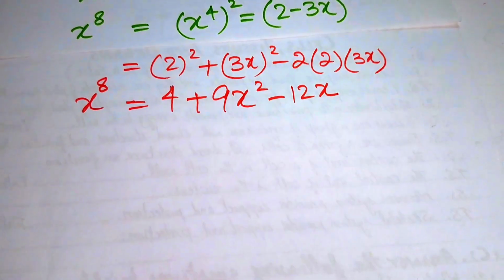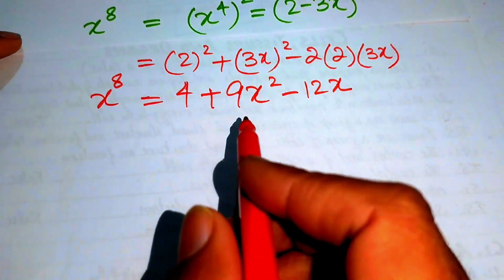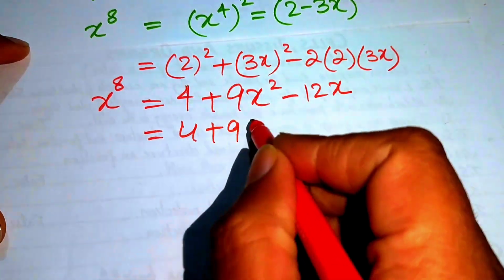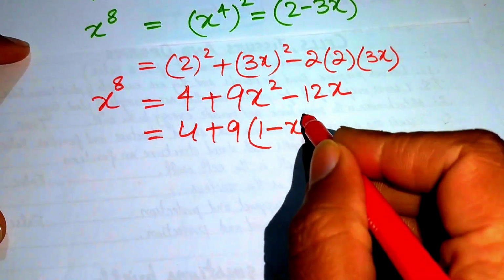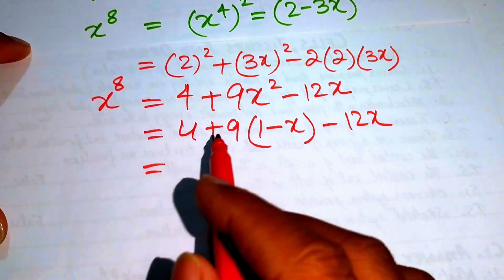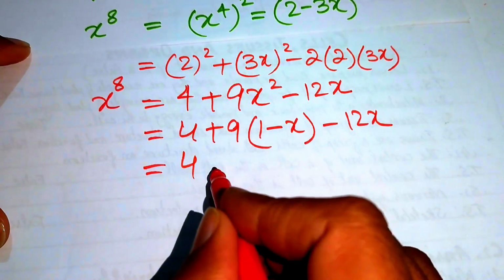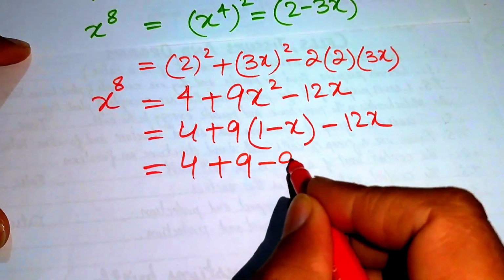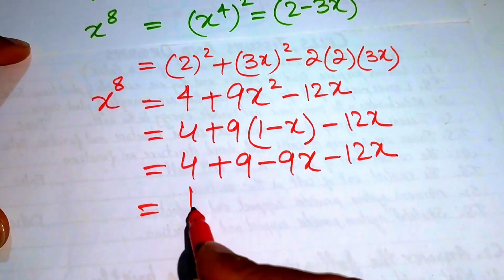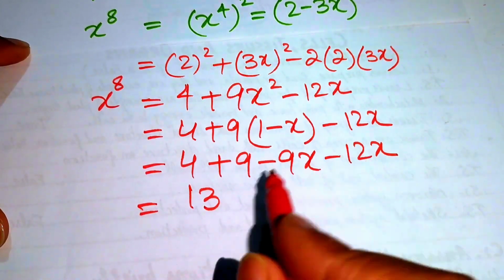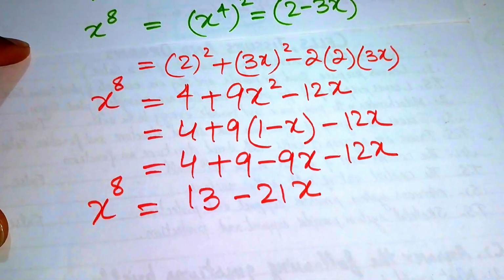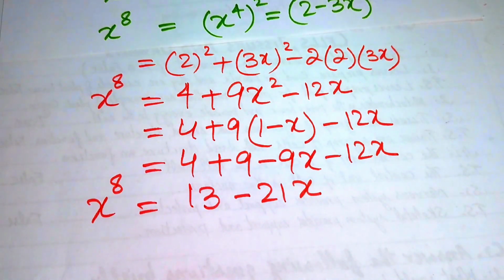So in the next step, we again use the value of x squared, and from equation number 2 we have the value of x squared is 1 minus x, and this is minus 12x. So here we simplify the terms and we multiply this 9 on both of the terms, and we get 4 plus 9 minus 9x minus 12x. So here we add 4 plus 9 becomes 13, and 9 minus 12 becomes minus 21x. So this is the value of x to the power of 8.